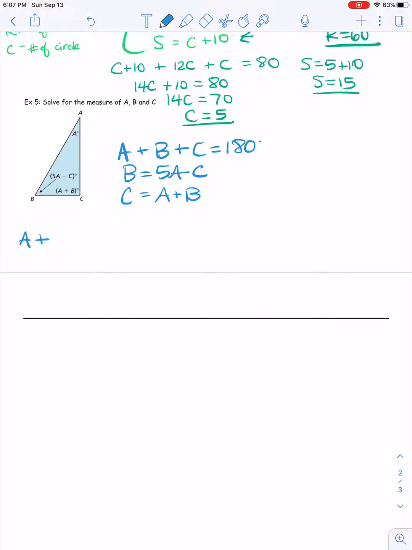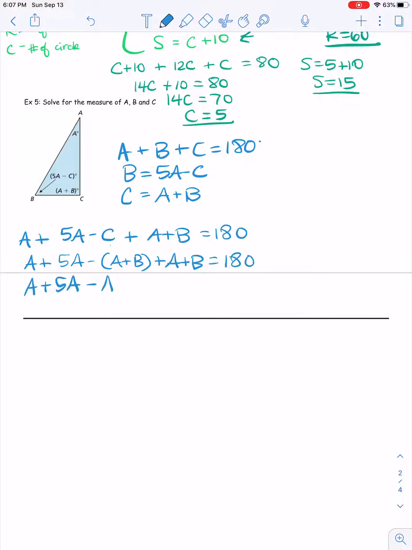A plus B, where B is actually 5A minus C, plus C, which is actually A plus B. Now I can do another substitution here because I know that C is actually A plus B. So now I have A plus 5A minus A plus B, plus A plus B, equals 180. So that would be A plus 5A minus B plus A plus B equals 180. So it's going to be 6A equals 180, right? Cancel out, cancel out, cancel out, cancel out. So 6A equals 180. So A is equal to 30.